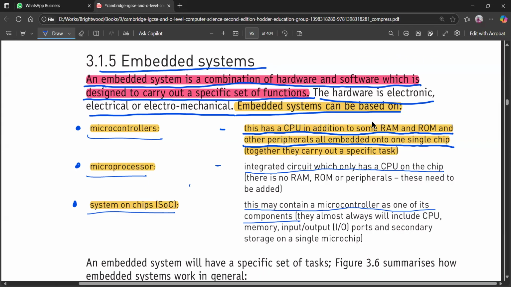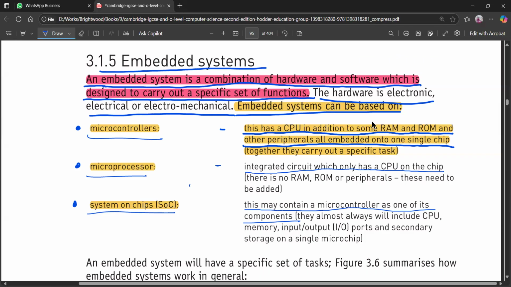They almost always have a CPU and memory. They can also have input/output ports and secondary storage. They should all be combined there. Okay, so you can write that. Can you please write these underlined things?